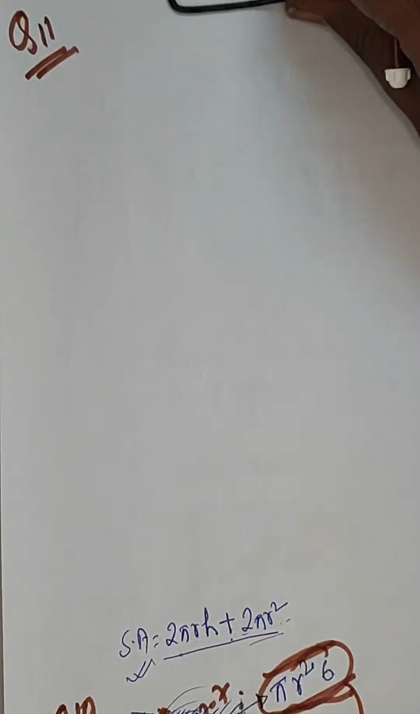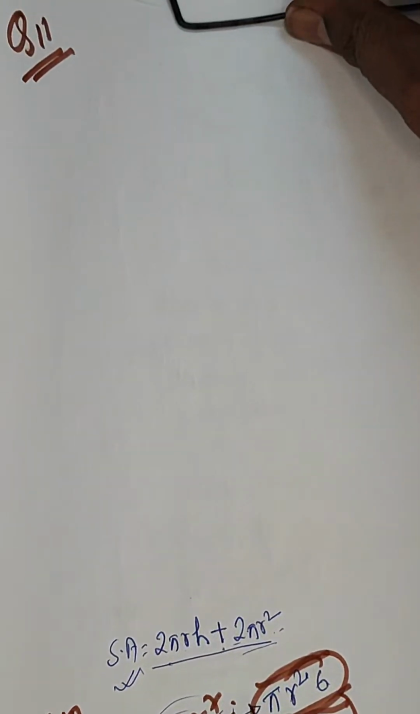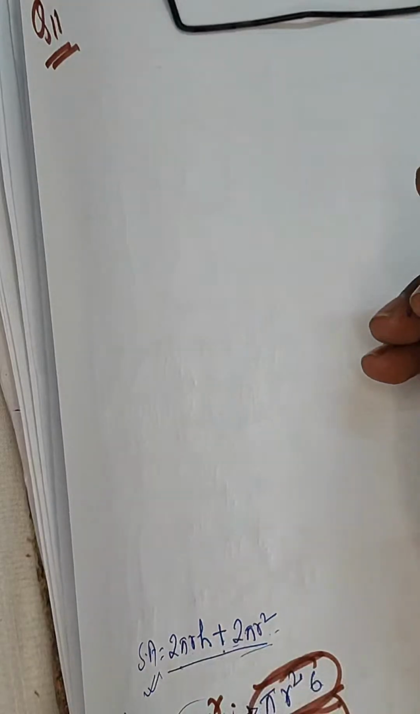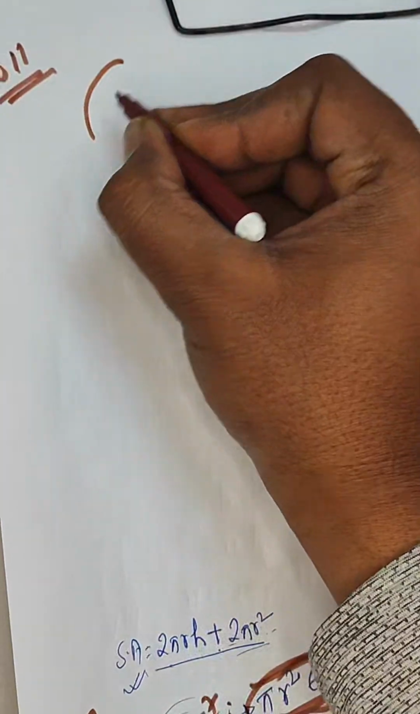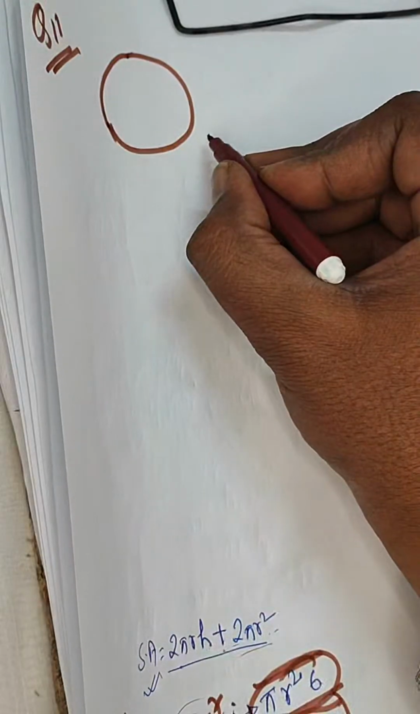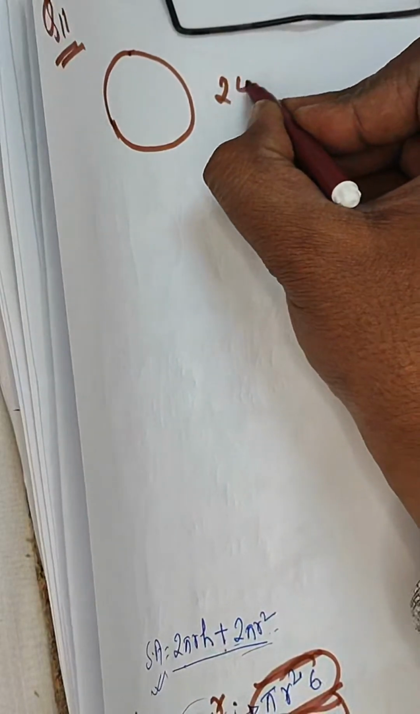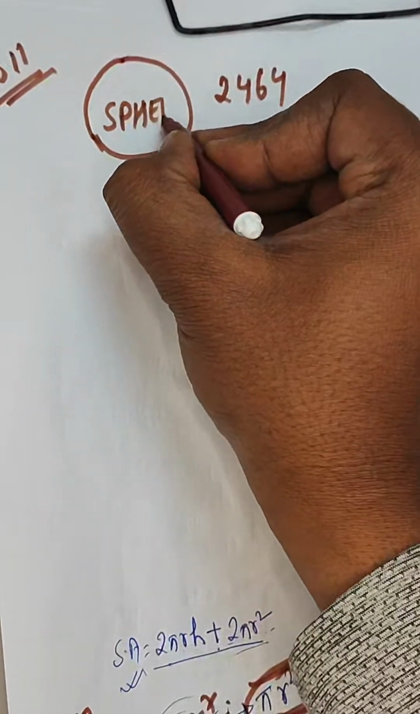Quickly, let us do the questions very quickly because we are running out of time. The question is that the surface area of a sphere is 2464. If its radius is doubled... So my dear friend, you need to remember all the important formulas. It's given that the surface area of a sphere is 2464, and this is a sphere, right?